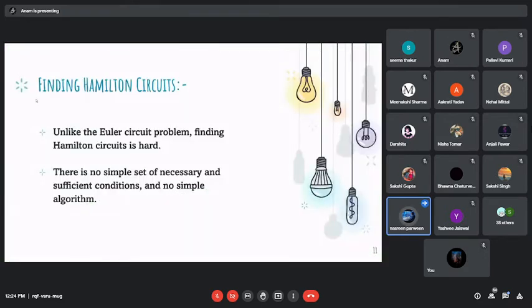Now we move on to finding a Hamilton circuit. Condition for the existence of a Hamilton circuit: is there a simple way to determine whether a graph has a Hamilton circuit or path? At first, it might seem that there should be an easy way to determine this because there is a simple way to answer the similar question of whether a graph has an Euler circuit. Surprisingly, there are no known necessary and sufficient conditions for the existence of a Hamilton circuit. Next slide.